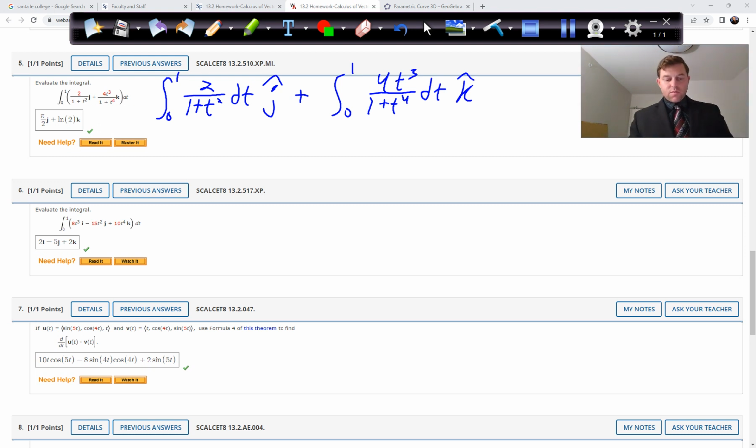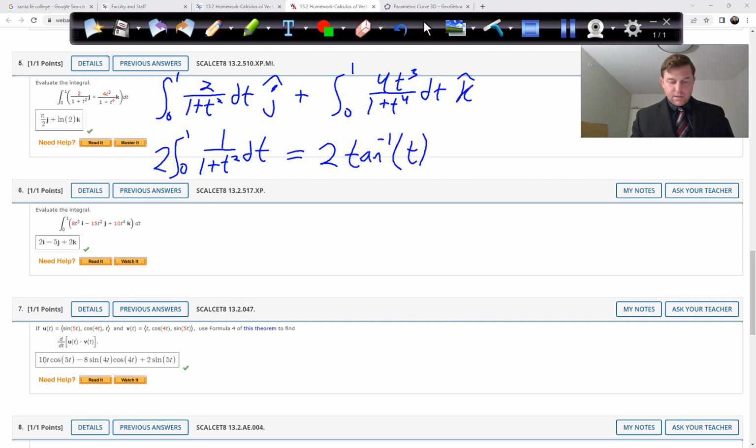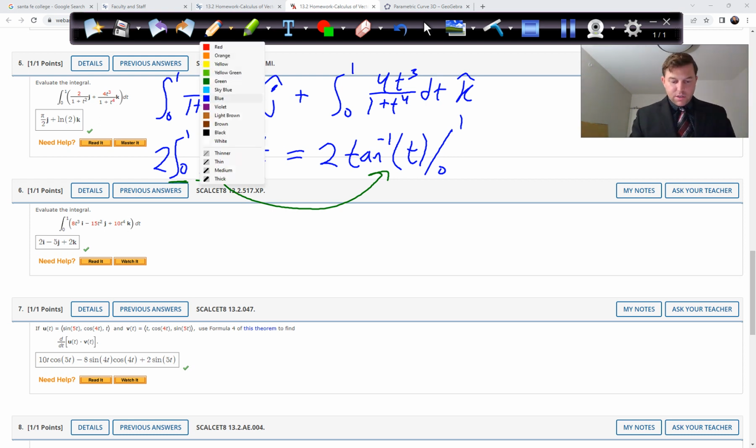Well, we just saw this one. So if I bring this 2 out front, this is 2 times the integral from 0 to 1 of 1 over 1 plus t squared dt. Well, we said the derivative of arctangent was this right here, 1 over 1 plus t squared. So this whole thing is just going to become 2 arctangent of t evaluated from 0 to 1. So the antiderivative just becomes arctangent, and then 0 to 1 for our limits of integration, and a 2 is there for the ride.